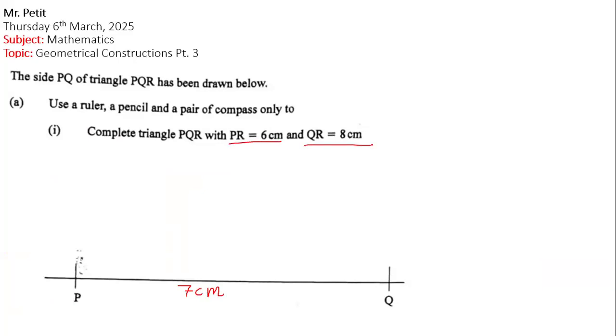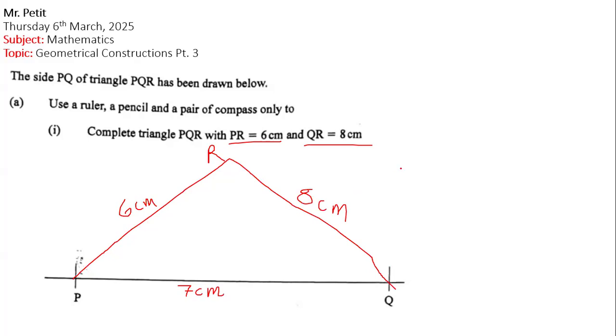Okay. So basically, if we want to draw a triangle, it's going to look something like this, where this is R. That's basically what we have to do. So PR would be 6 centimeters, and QR would be 8 centimeters. But we have to do it in such a way whereby this is definitely 8 centimeters for sure, and this is 6 centimeters for sure.